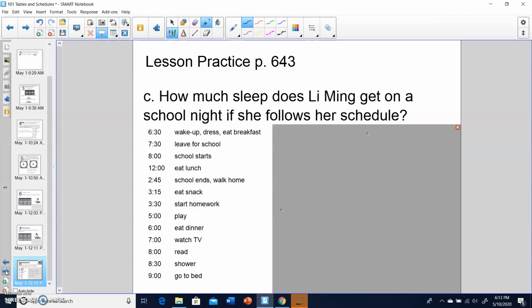Okay, continuing on. How much sleep does Li Ming get on a school night if she follows her schedule? So she goes to bed at 9 p.m. and she's going to wake up at 6:30. So figure how much time, if she goes to bed at 9 and wakes up at 6:30. How much sleep does she get?